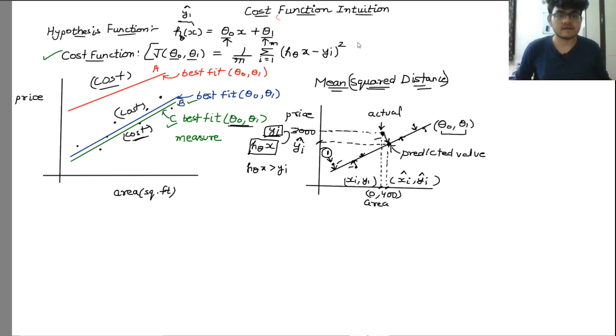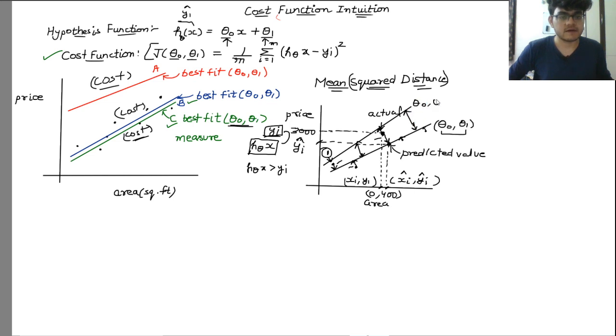So this is known as the cost function intuition. And I hope this concept, why we are taking the difference of h theta x and yi, is clear. So when you are considering theta 0 and theta 1 here, you will be able to get a cost using this formula. Similarly, let's suppose you have some other line, let's say like this. Now what you will have to do is again find the distances like this from all the actual points to this line.